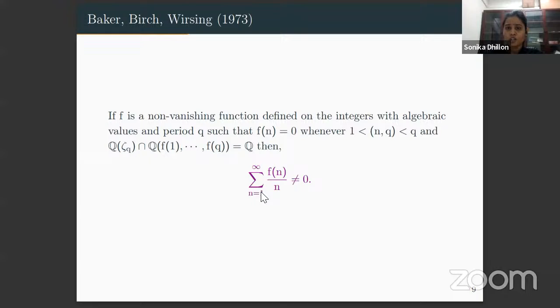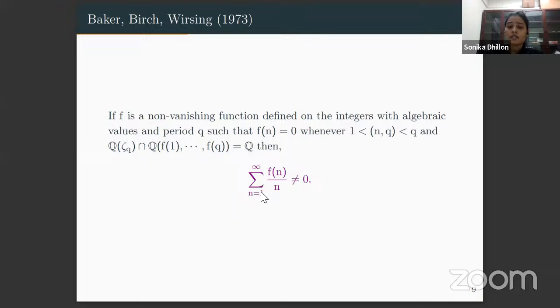Now, if you take say q is equal to p, then in that case, Chowla's condition that the function should take rational values means that the intersection with the cyclotomic field will anyway be trivial, that is, rational only. And the gcd(n, q) condition, because p is prime, is also satisfied. Hence this answers Chowla's problem, that there does not exist any rational valued function such that this series is equal to 0.